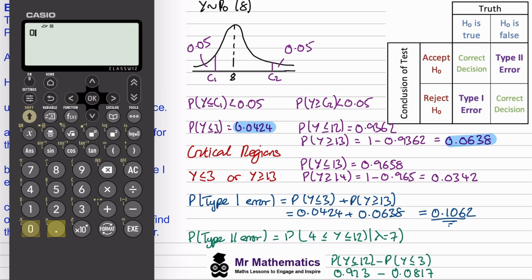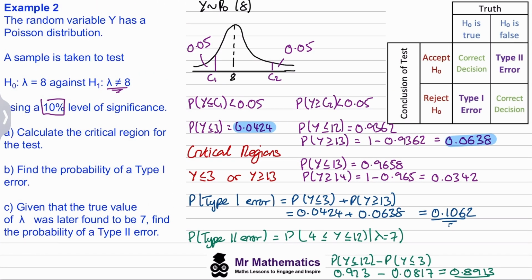So if we go home, we want 0.973 minus 0.0817. And this will give us our probability of a type 2 error as 0.8913. Okay?